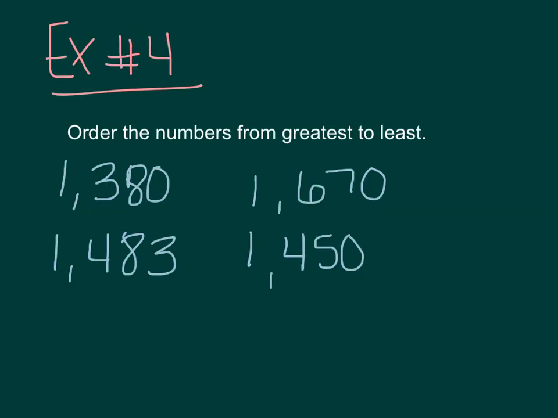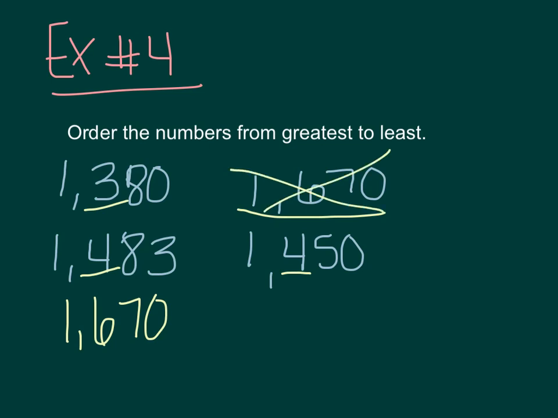And for our last example, this time we're going greatest to least, so biggest to smallest. Now I can just read these numbers and I pretty much know which ones are bigger. So I have 1,380, 1,670, 1,483, and 1,450. I know that 1,670 is going to be the largest because it has a 6 in the hundreds place. This only has a 3, this has a 4, and this has a 4. So 6 is going to be the greatest. So I cross that one off.